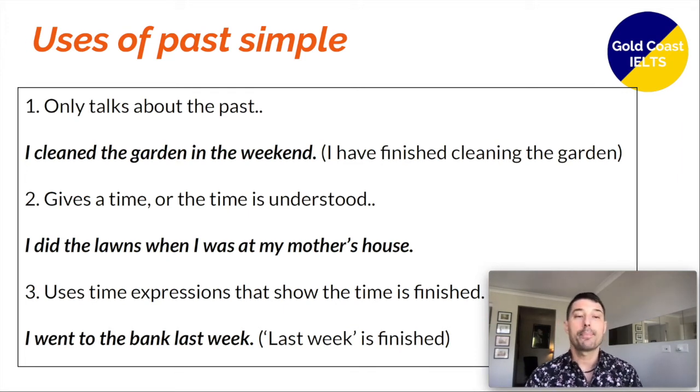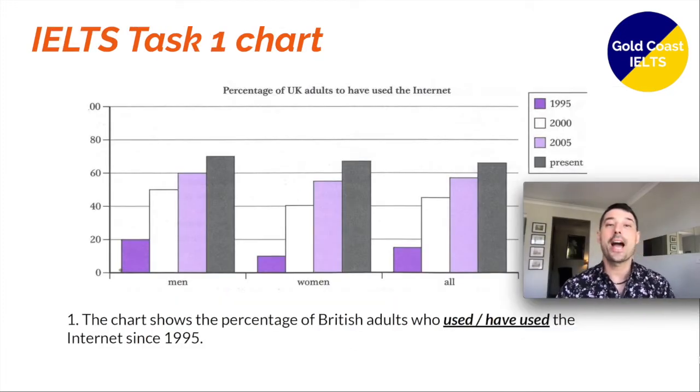Number three, the past simple uses time expressions that show the time is finished. For example, I went to the bank last week. Last week is finished, so this must be the past simple. Okay, so let's use all this now in an IELTS Task 1 bar chart, talking about the percentage of UK adults to have used the internet in 1995, 2000, 2005 and 2021, or whatever year it is that you're watching this video. So here we have a sentence.